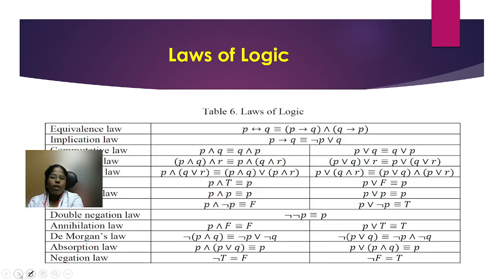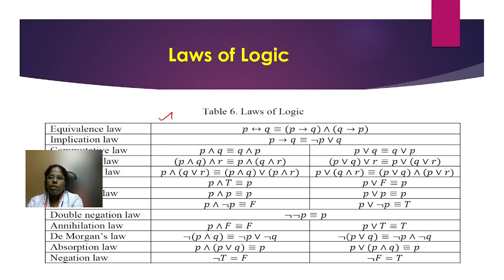So today I have explained how two propositions, compound propositions, are equivalent. If both expressions have the same truth value, then both logical expressions are equivalent. The next one, we will see the laws of logic. You need to memorize all the laws given in this table.